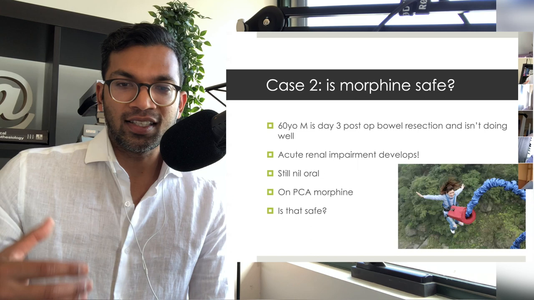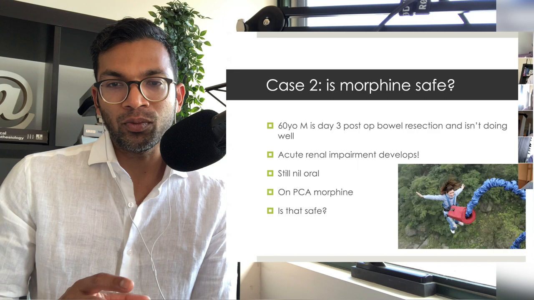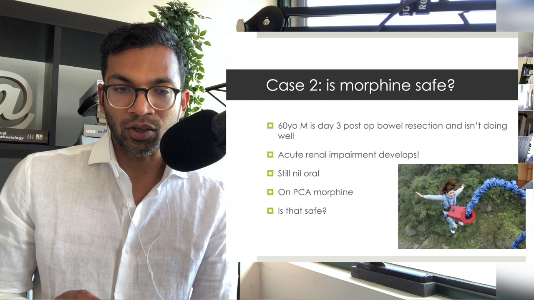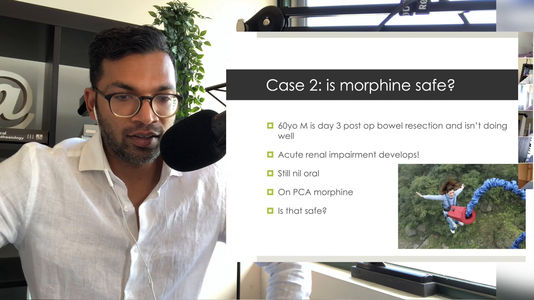Now, in answer to your question, constipation could be a thing later, but when you've had a bowel resection, you generally don't want to give laxatives and aperients because you're still waiting for the bowel to recover. So we'll definitely get into that stuff later, but in this example, not to worry about just yet. How about with acute renal impairment? What do you reckon? Is morphine safe in renal impairment?